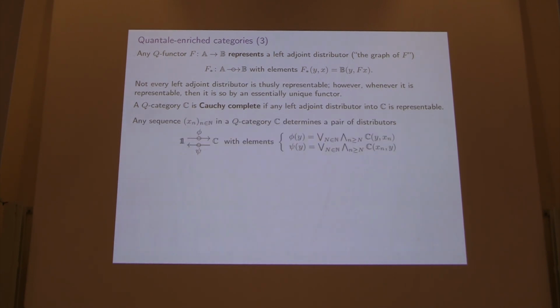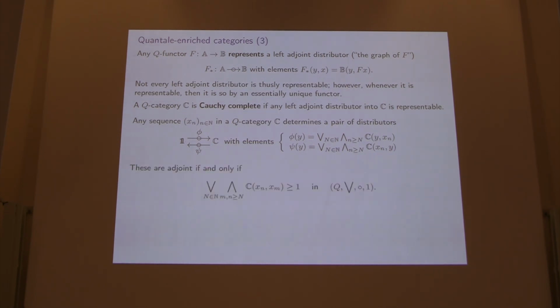So here's a very particular case. If you take a sequence of objects in a Q-category C, then it determines a pair of distributors which go from the one-element category into C. So there's a distributor phi defined by this sup-inf formula, which somehow measures distance from a point y to the points of this sequence. And there's another one, sort of with the hom the other way around, which is called psi. And so these are genuine Q-distributors between these two categories.